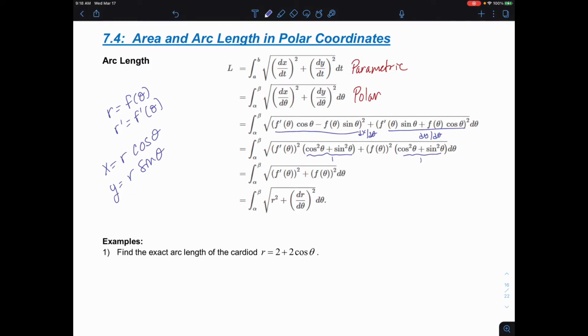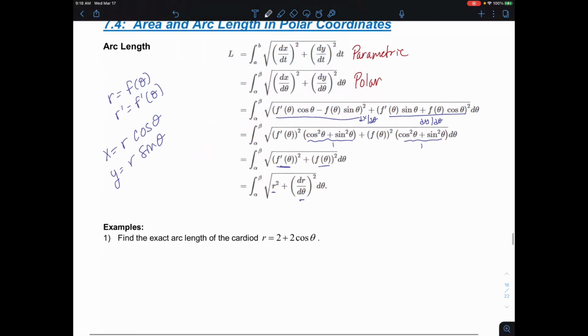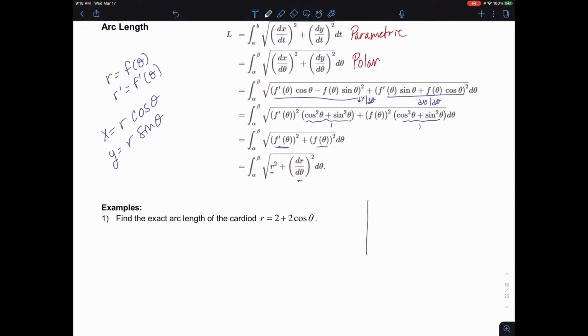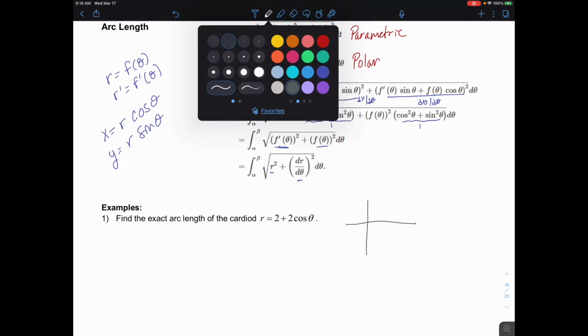So we end up having the derivative of the function squared plus the function squared. And remember, the function is r, so it's really r squared plus the derivative with respect to theta of r, squared. So it's a nice way of thinking about how you get that and being able to maybe even recreate them without too much memorization. Very similar to what we did with our parametric equations.